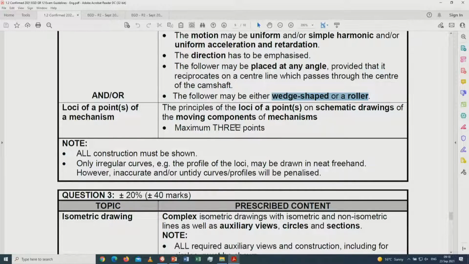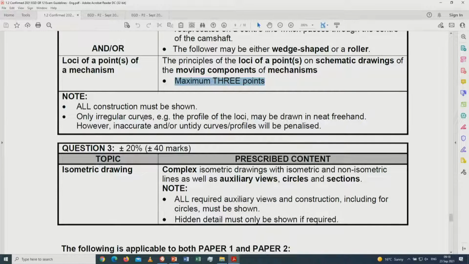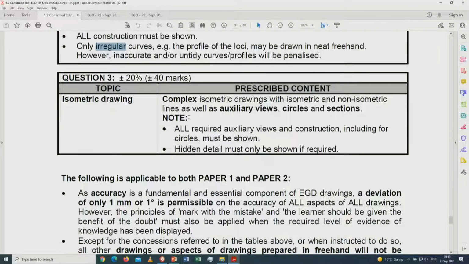Loci of mechanisms, I want to point out this point over here: there might be 3 different options of mechanisms that can be asked. Constructions must be shown, and only irregular curves will be generated from this part. Then the isometric drawings, remember, low order will be non-isometric lines with auxiliary views. Middle order will be circles, and the high order will be the section of an isometric drawing itself.